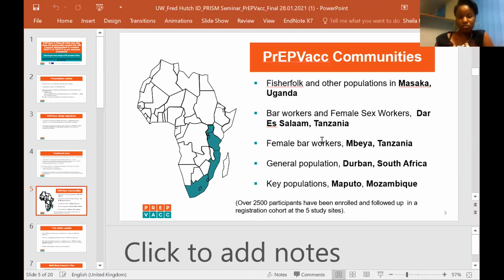However, in preparation for the trial, there is an ongoing registration cohort. Our registration cohort has been ongoing at all the 5 study sites, recruiting participants and following them up. Currently, over 2,500 participants have been enrolled and followed up in the registration cohort at the 5 study sites. The plan is that it's from this registration cohort that we will enroll participants into the trial. And this registration cohort will continue alongside the trial, with the plan that whoever is in the cohort is eligible to be enrolled into the trial.